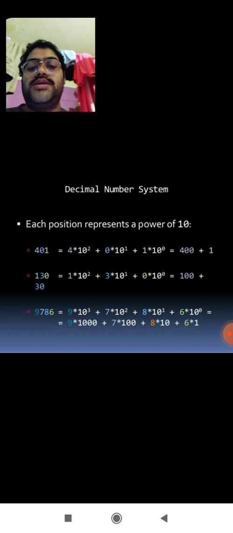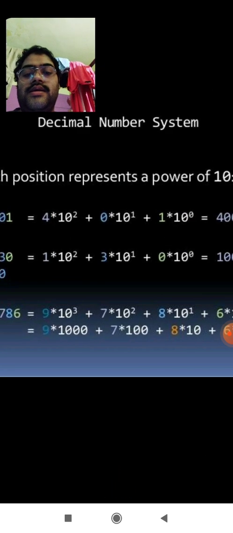See, each position represents a power of 10, such as 401: 4 into 10 square plus 0 into 10 to the power 1 plus 1 into 10 to the power 0 equal to 400 plus 1. See, 130 is another example: 1 into 10 square plus 3 into 10 to the power 1 plus 0 into 10 to the power 0 equal to 100 plus 30, that means 130. In this way 9786 is also calculated here. You can clearly see this.